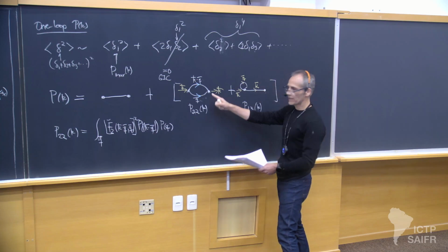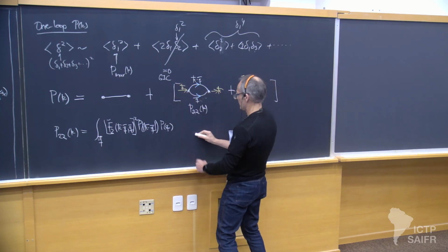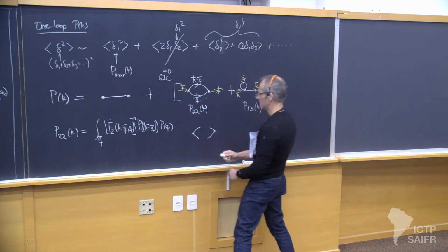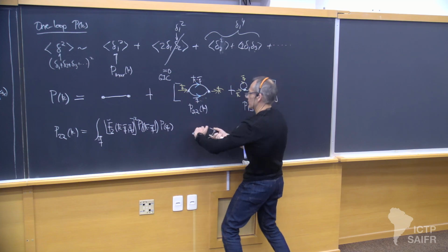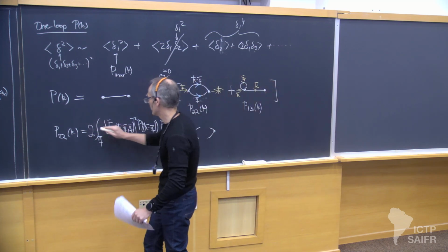And now if you think about the combinatorics, if I have an F2 kernel on one side and an F2 kernel on the other side, I can connect them this way or I can connect them that way. So there is a factor of 2 coming from combinatorics.